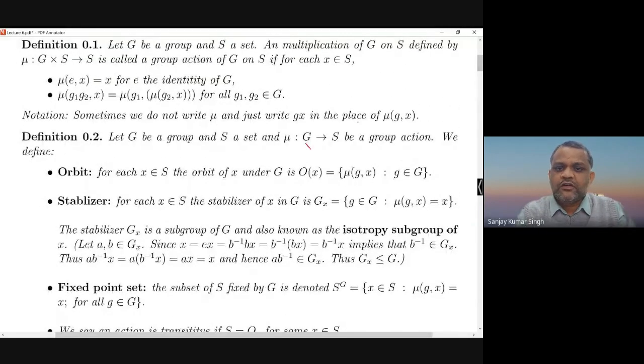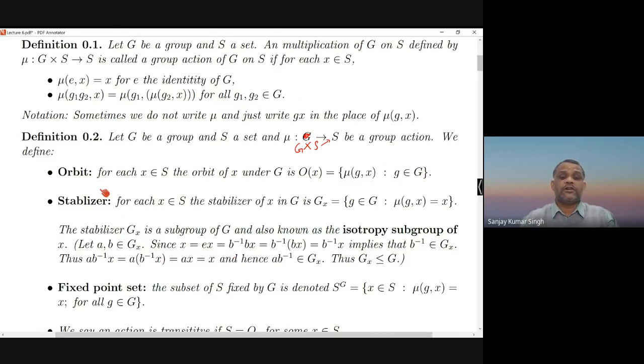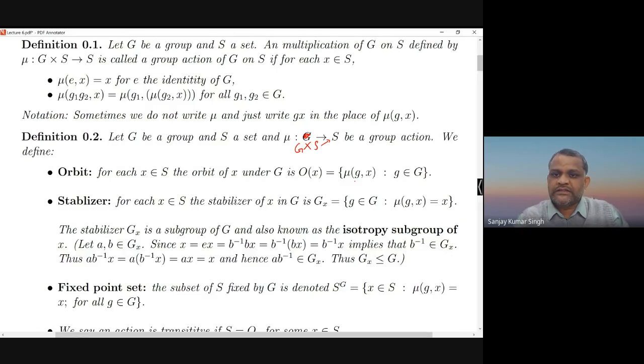Let mu: G × S → S be a group action. And for each point we define the orbit of this action, which is basically the set which has elements of the type mu(g, x), or you can simply write Gx, all elements of this form.